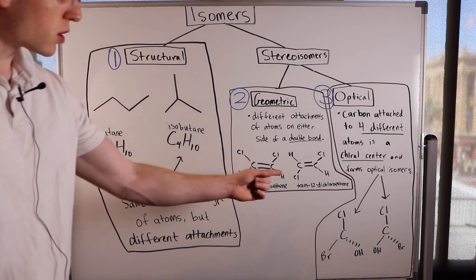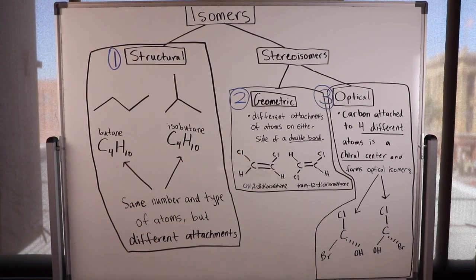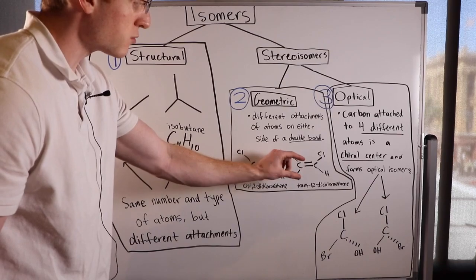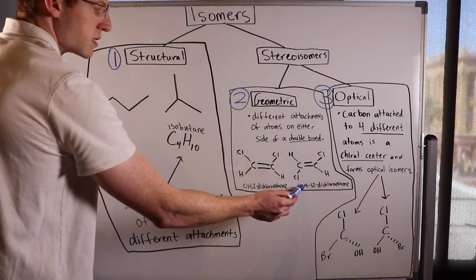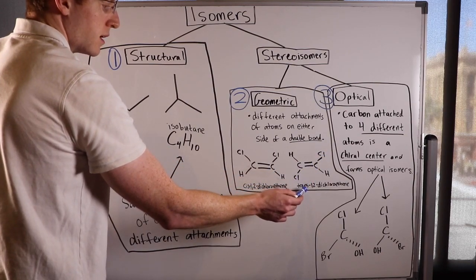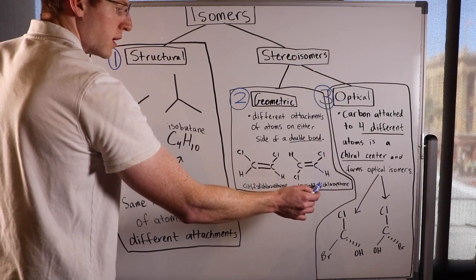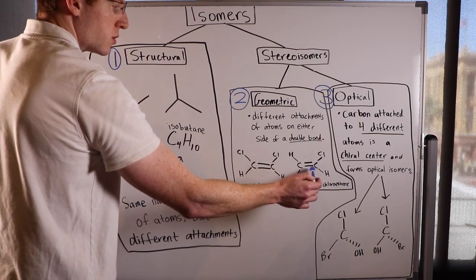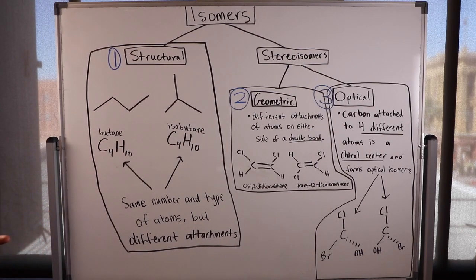But in this case, the chlorines are on opposite sides of the double bond. And we know this double bond can't be rotated around, so they're going to be stuck there. So we call that trans because they're on opposite sides of the double bond. Trans 1,2 dichloro because there are 2 chlorine substituents, ethene. So those are geometric isomers.